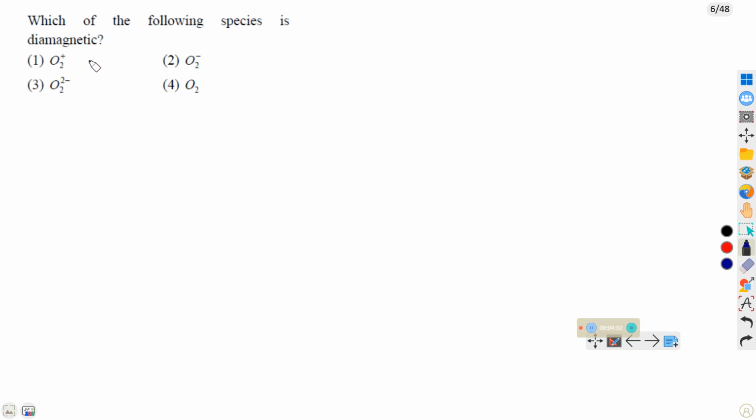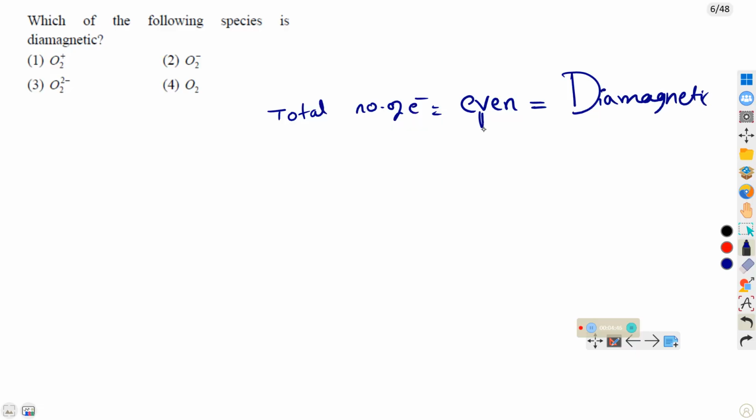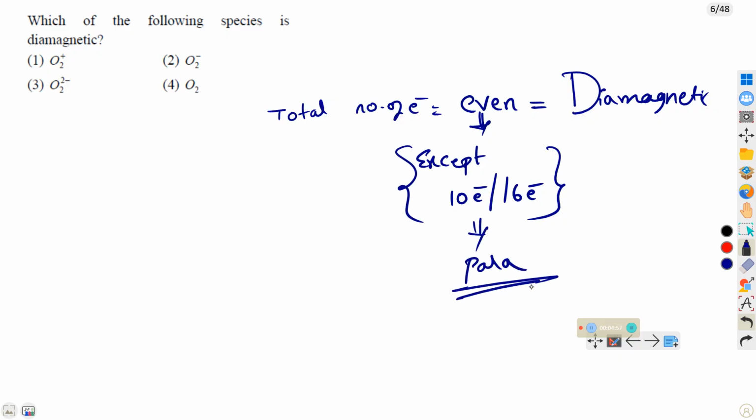Which of the following species is diamagnetic? Calculate the total number of electrons. An even number means diamagnetic, except in the case of 10 electrons and 16 electrons. 10 and 16 are even numbers only, but these are paramagnetic according to the MO diagram. Here the total number of electrons is 15, here 17, here 16, here 18. So this one is diamagnetic.